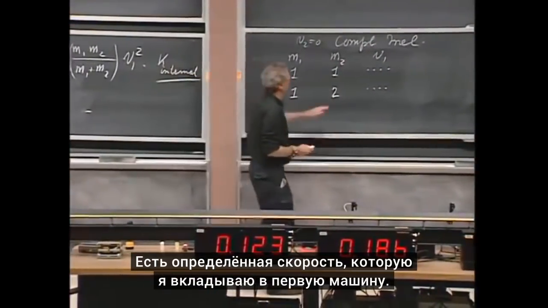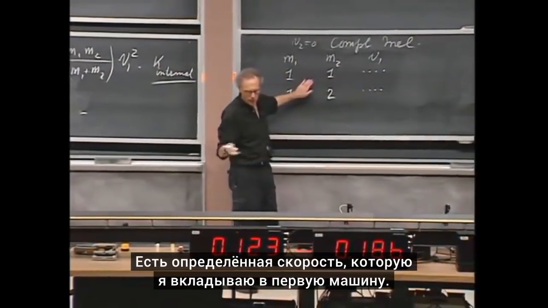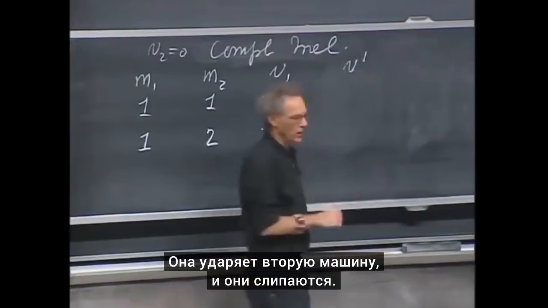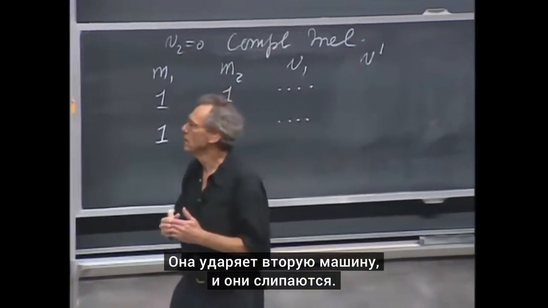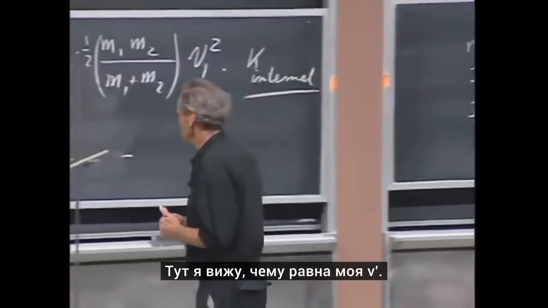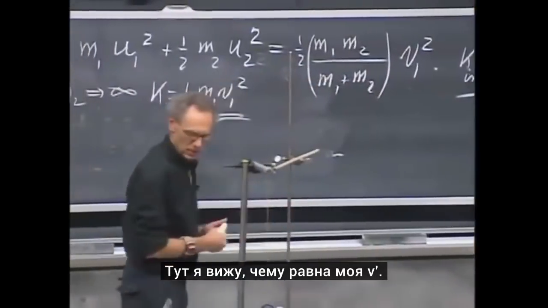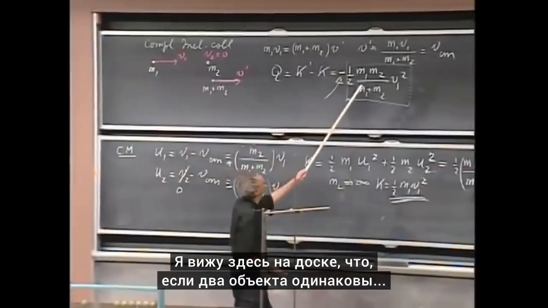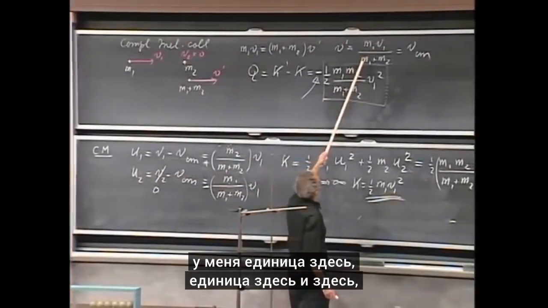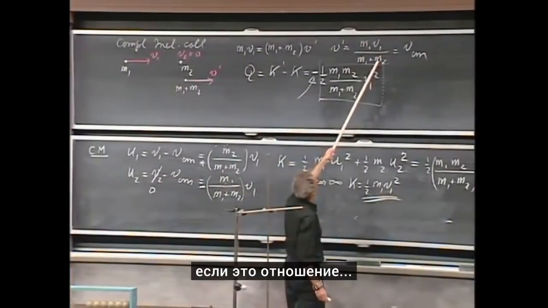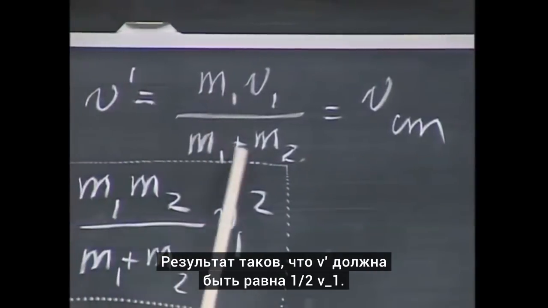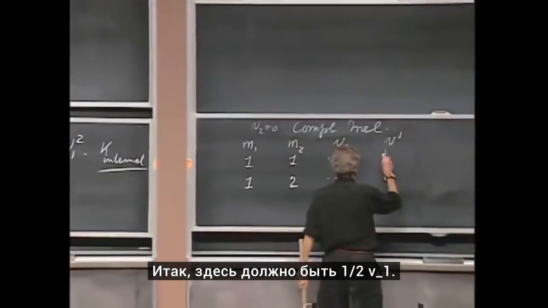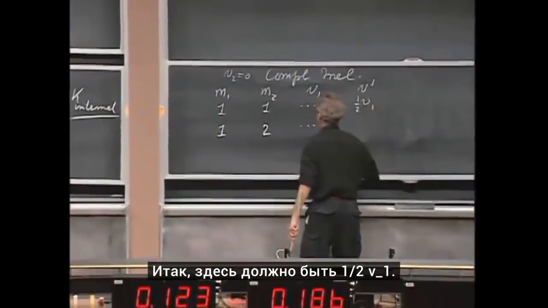I get a certain velocity which I put into the first car. It hits the second car and it gets stuck. And I see there what my V prime is. I see there on the blackboard that if the two masses are the same, I have a 1 here, a 1 and a 1 here, if that's the ratio. So the outcome is that V prime must be 1/2 V1. So this must be 1/2 V1.